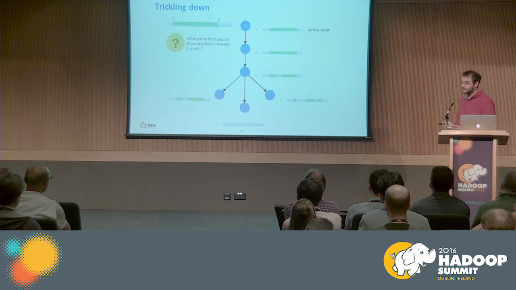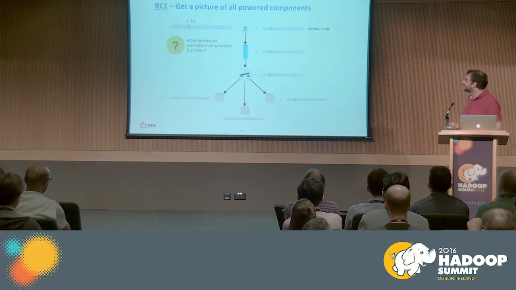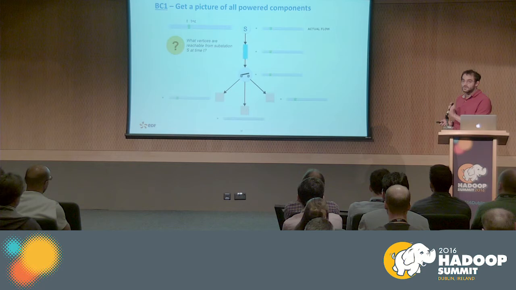So this is the general form, and now we'll see how it transposes to the use cases we want to implement specifically. For the first case, which is get a picture of all powered components at any given time, we just take as the input period a very small interval, typically time t and time t plus epsilon, where epsilon is, say, 1 second or 1 minute, whatever.